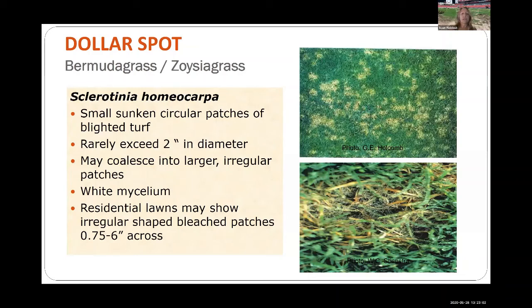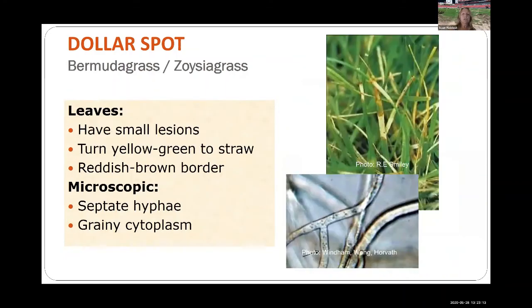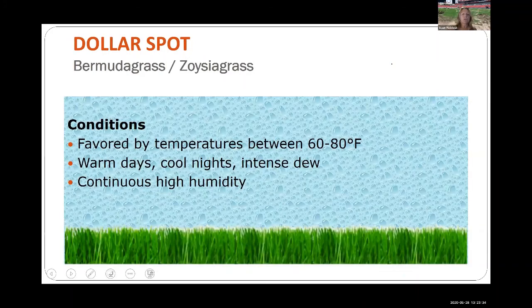You can also see the sign of those, the white mycelium, on the grass, especially after a dewy night. And so you can get these kind of bleached out looking spots. Take a closer look at the leaf blade on the right side. It turns yellow green to straw colored with a reddish border. If you looked at this real close, you'd see a little reddish border along that lesion. And then again, there's that microscopic sign that we use for identification.